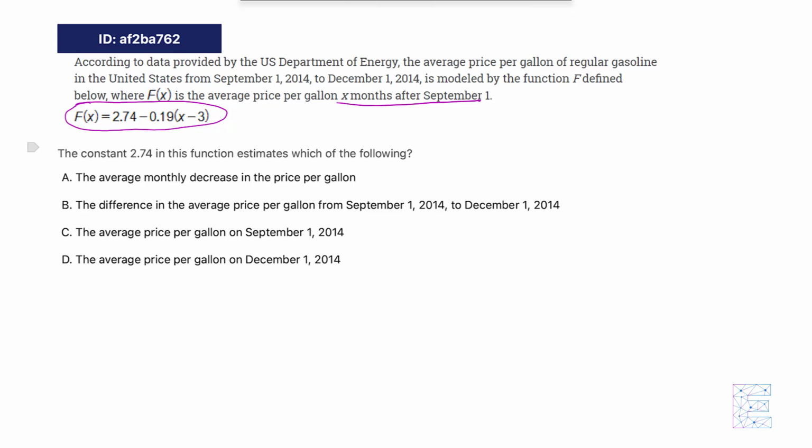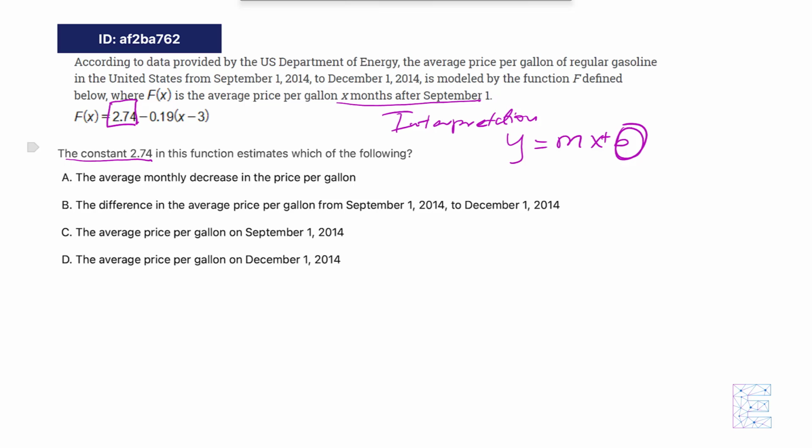Now it goes on to ask, the constant 2.74 in this function estimates which of the following. So this is an equation interpretation question. There are a good number of these on the SAT, and all you need to do is take a moment, figure out what kind of function you're looking at. We've already established this is a linear function. And next, ask yourself, what is typically the role of the constant in linear functions, which typically look like this: y equals mx plus b. The b value is the constant in question.